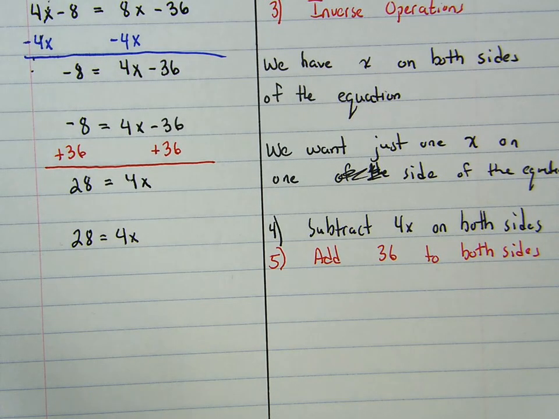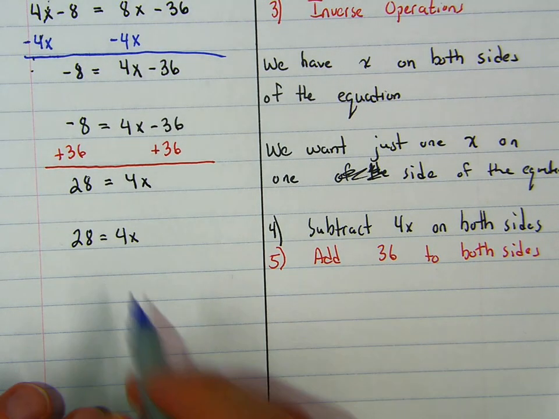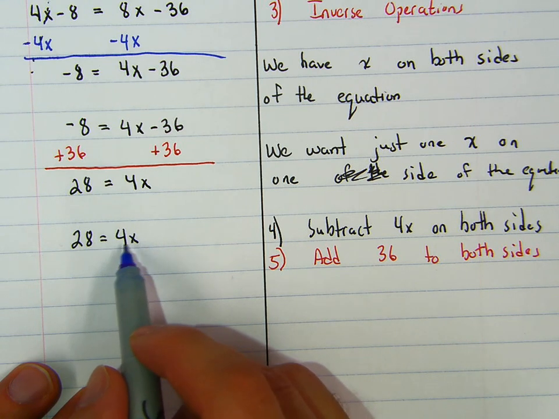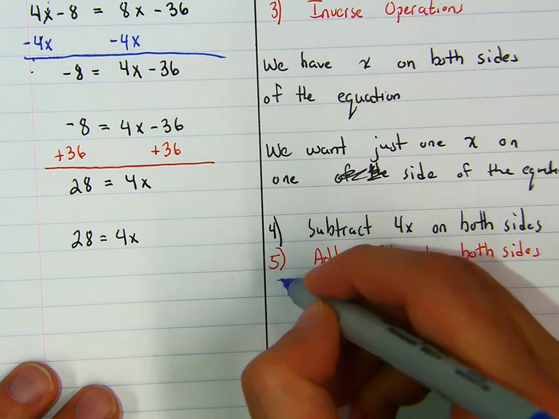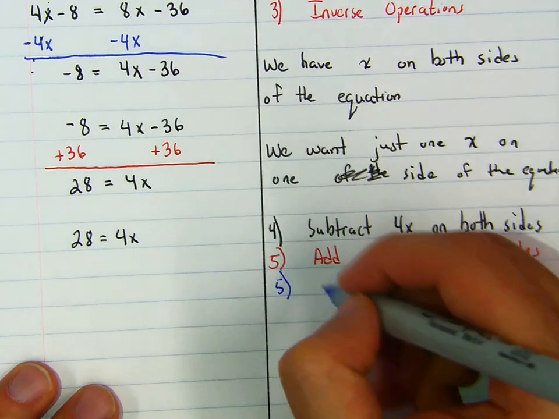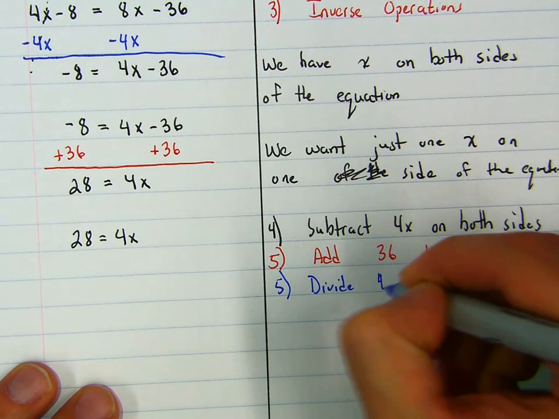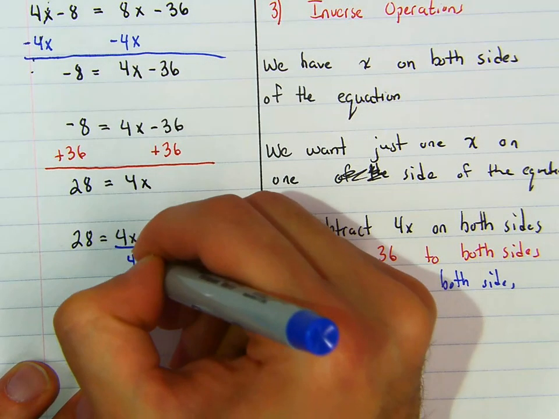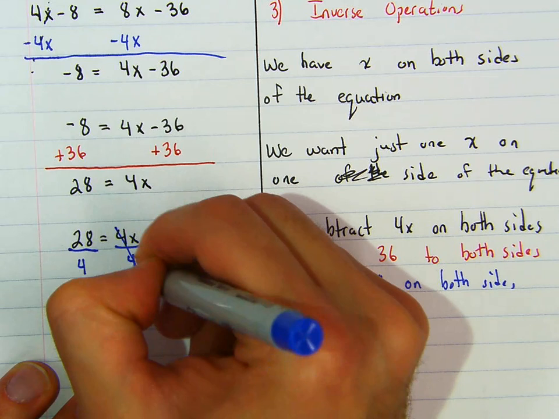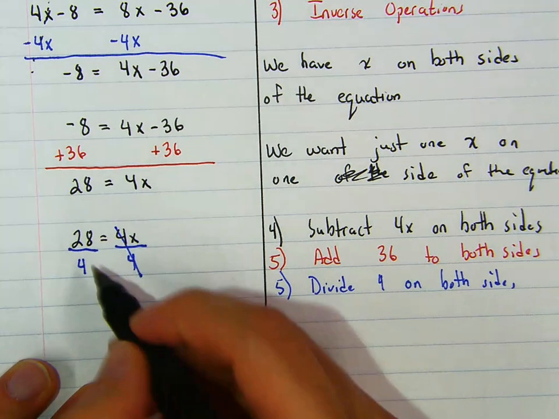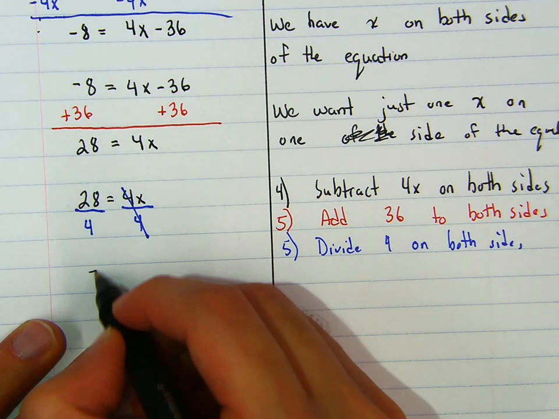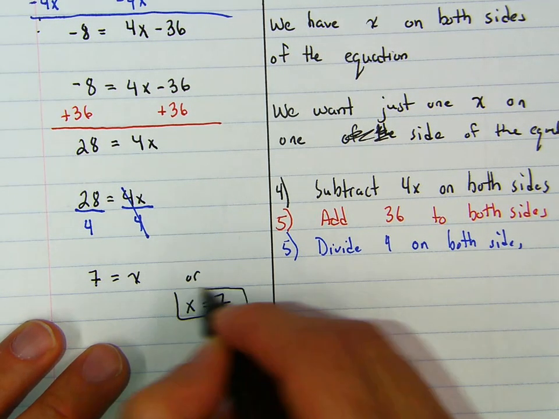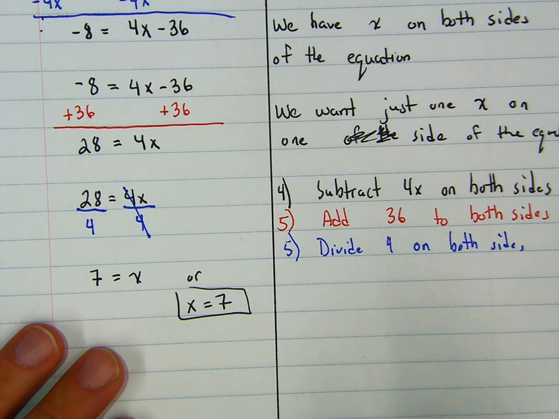What is the winning move? What is the final move you can do? Because you almost have the x by itself. What is the 4 doing to the x? It's multiplying, right? So how would I get rid of this 4? I would divide by 4 on both sides. Now here I have 28 over 4, so that's 7 equals x, or x equals 7. And that's it. We're done.